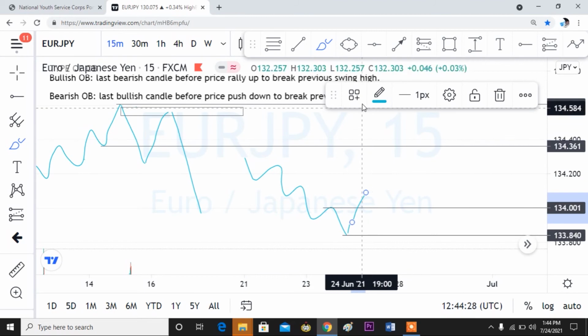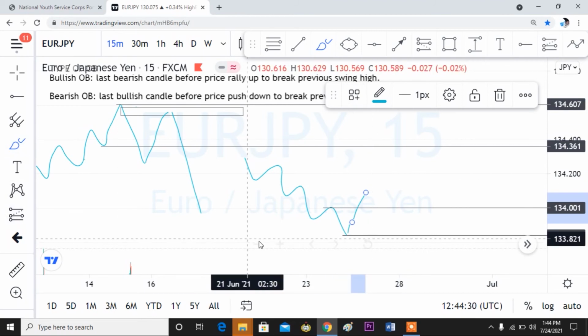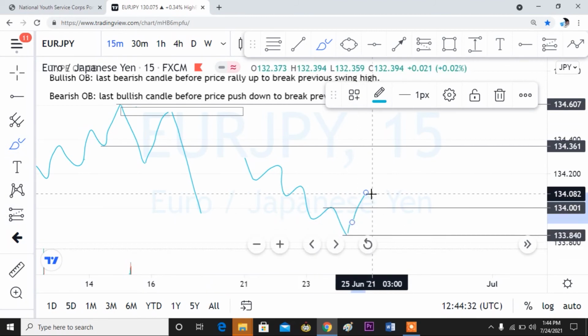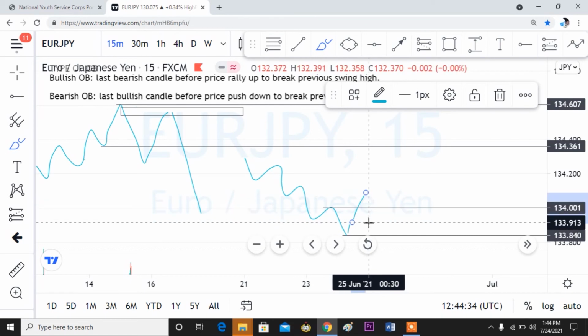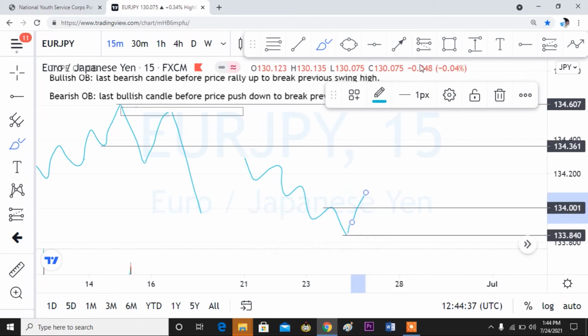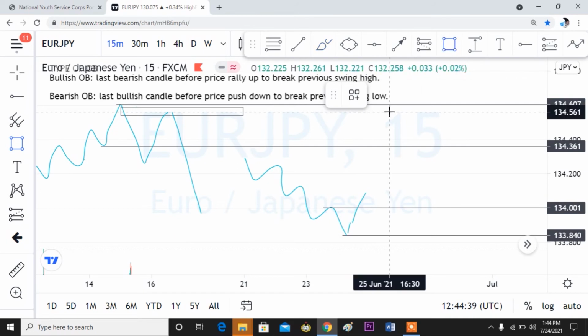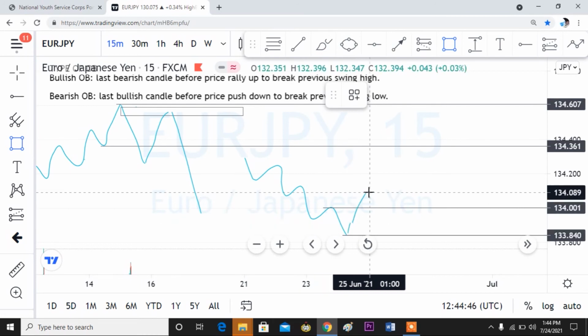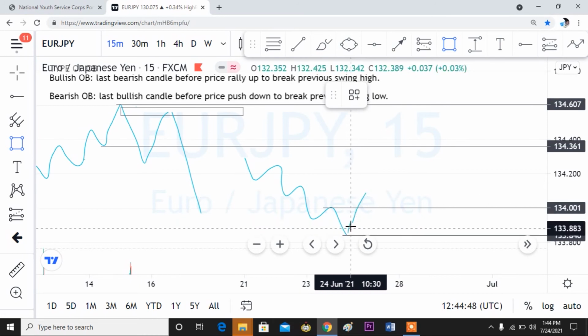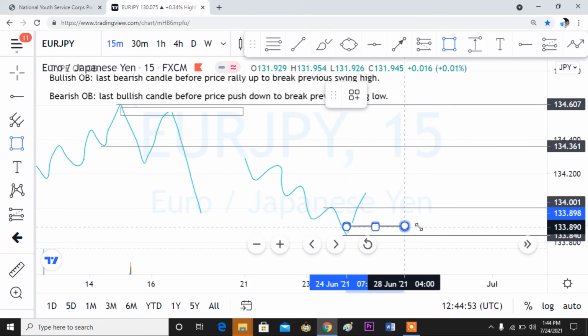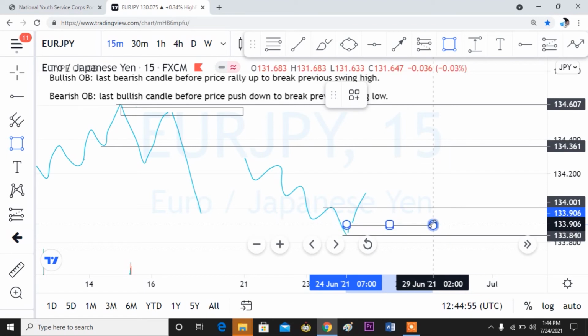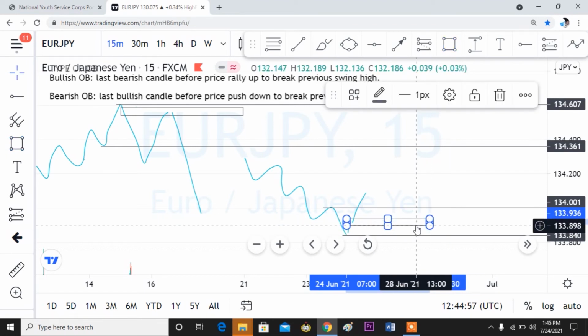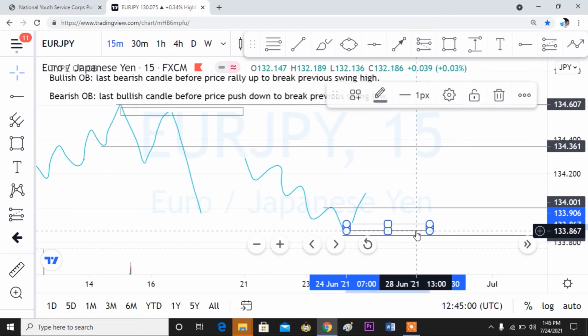So let's say, for example, in this scenario, we have to wait for the market to push down to this previous market structure and indicate our point of interest, which is the last bearish candle that resulted in this push up to the upside. So if the candle appears to be here, we use our rectangle to mark it as our point of interest. So this becomes our point of interest.